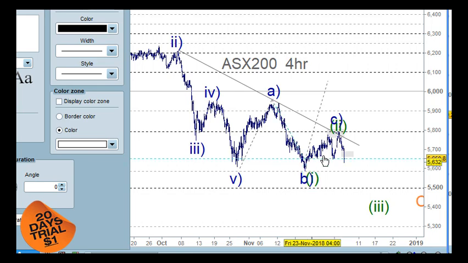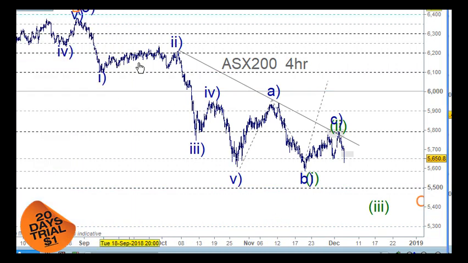So it's kind of opposite to what we've got, because we've got a corrective pattern in the other markets and an impulse pattern here. So it's not really working with the other markets. It is and it isn't. So we just need to be a little bit mindful of that.